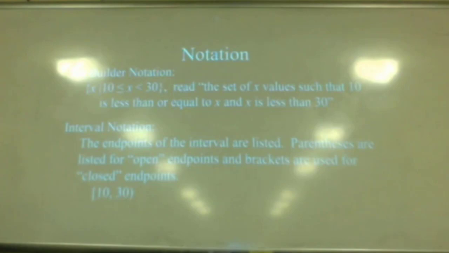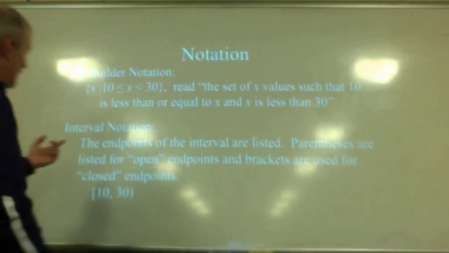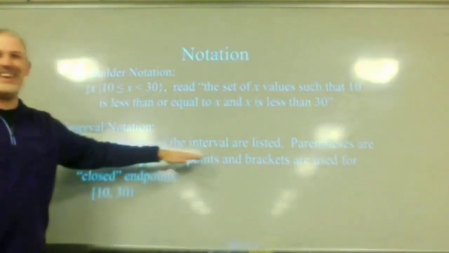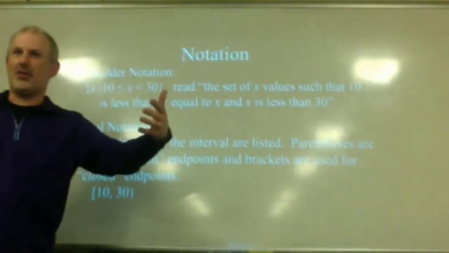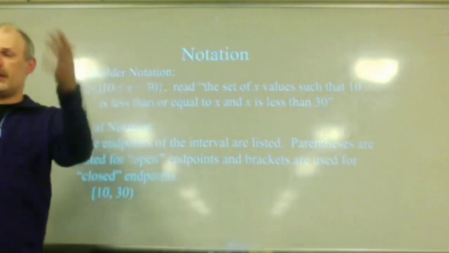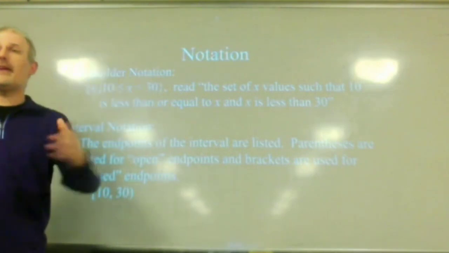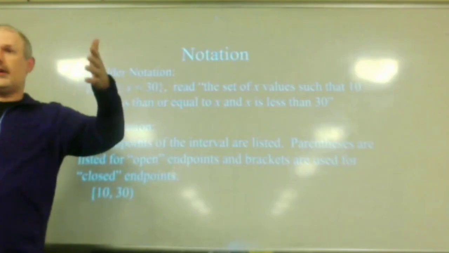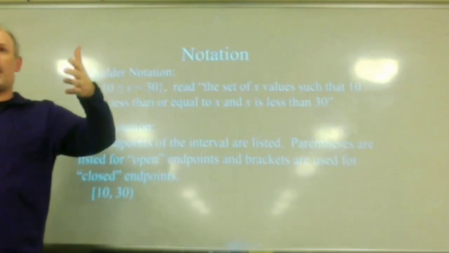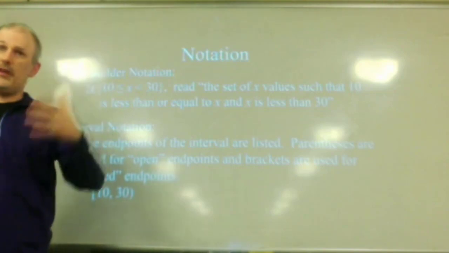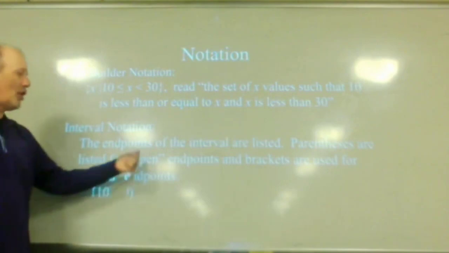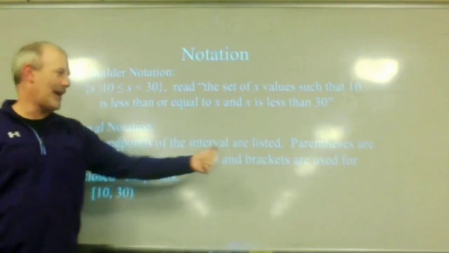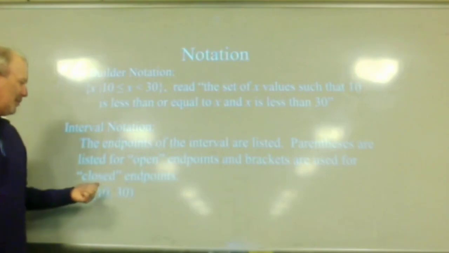So that one, set notation, we don't use as much, but it does pop up every once in a while. The one that we will use most of the time is interval notation. And interval notation is written like this. You always write down the endpoints, the far left-hand value, the lowest value, and then the highest value of your interval. You do that first with a comma in between them. And then on the outside, you put down grouping symbols. Those grouping symbols are either parentheses or brackets, one or the other. The endpoints are listed, and parentheses are used for open endpoints, and brackets are used for closed endpoints.